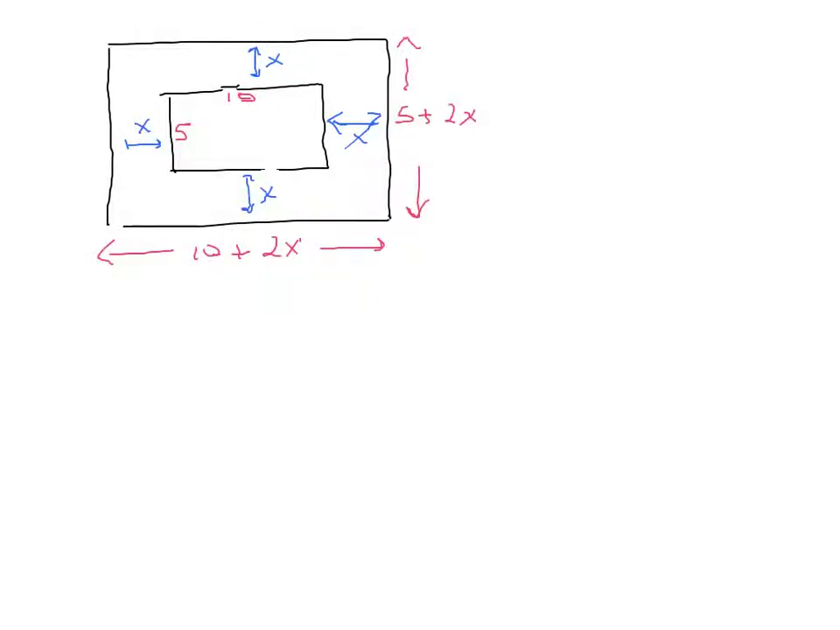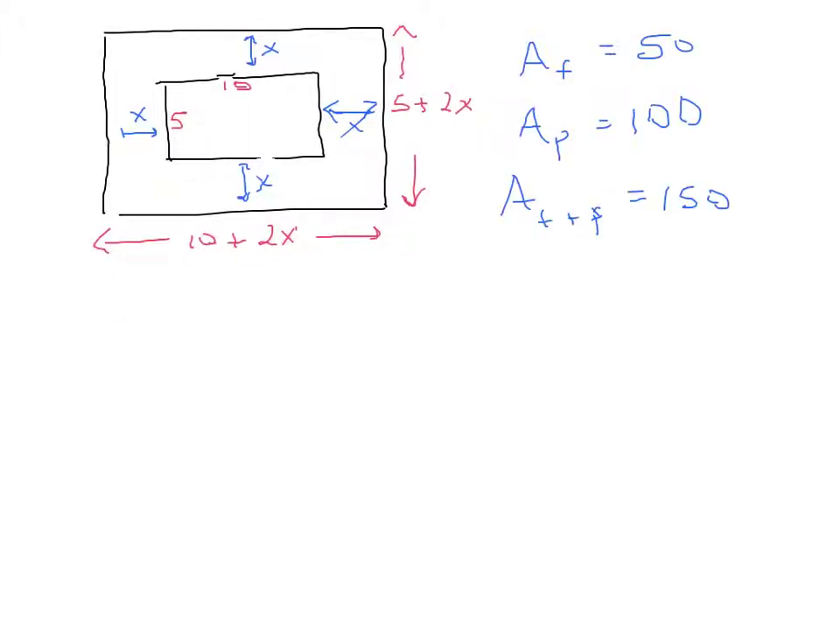So, I know that the length of the whole frame is 10 plus a little bit of x on the left side and a little bit of x on the right side. So that's 10 plus 2x. And the whole width is 5 plus a little bit of x on the top and a little bit of x on the bottom, which gives me 5 plus 2x.